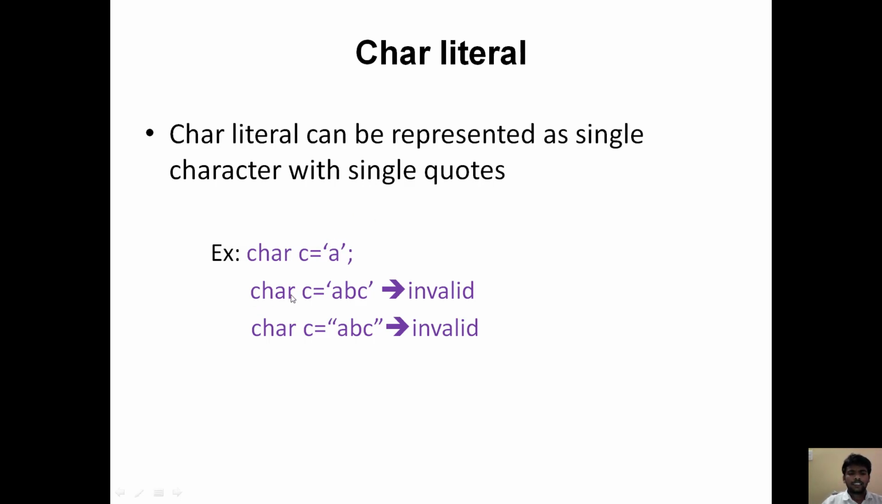Next, char c equals 'ABC'. As per the definition, a character literal can be represented as a single character within single quotes. Here it is in single quotes, but we have 3 characters, so it is not allowed. A single character must be enclosed in single quotes, but here we have 3 characters enclosed in single quotes, so it is invalid in Java. Even if you apply double quotes it is invalid. You must enclose a single character with single quotes.